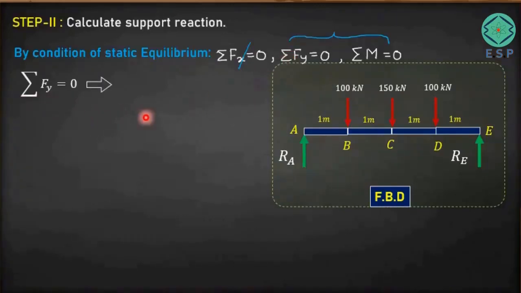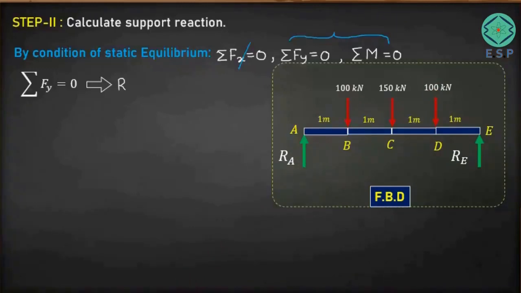Now when we do summation of F_y, it means the sum of all vertical forces equal to 0. So we have vertical force RA, which is acting in the upward direction, and we have vertical force RE, which is also acting in the upward direction. So RA and RE I am going to take positive. Similarly, these three forces acting on the beam are acting in the downward direction, so I am going to take them negative. So let's see how to write it down.